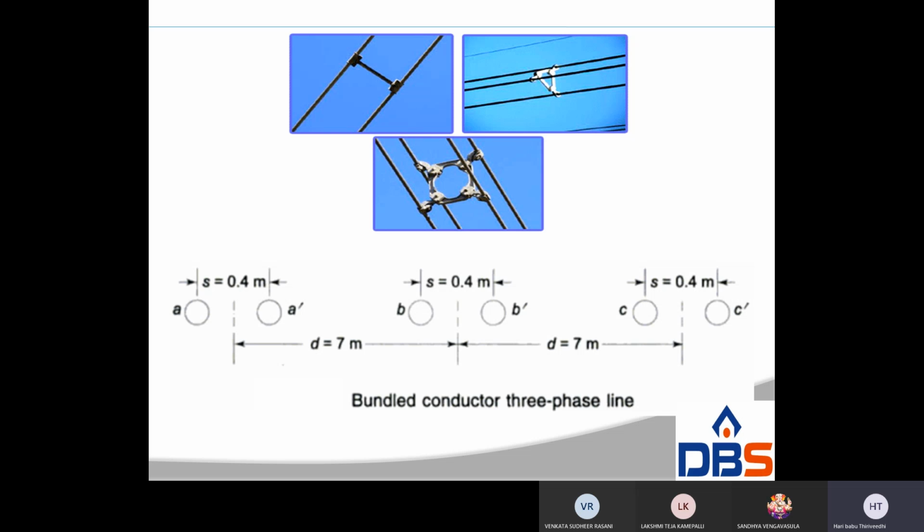So these are the bundle conductors. Spacing between the bundle conductors is 0.4 meters and the overall distance is 7 meters. These two are the bundle conductors, spacing 0.4 meters, right? From these conductors to another conductor A dash, B dash is 7 meters, like that.